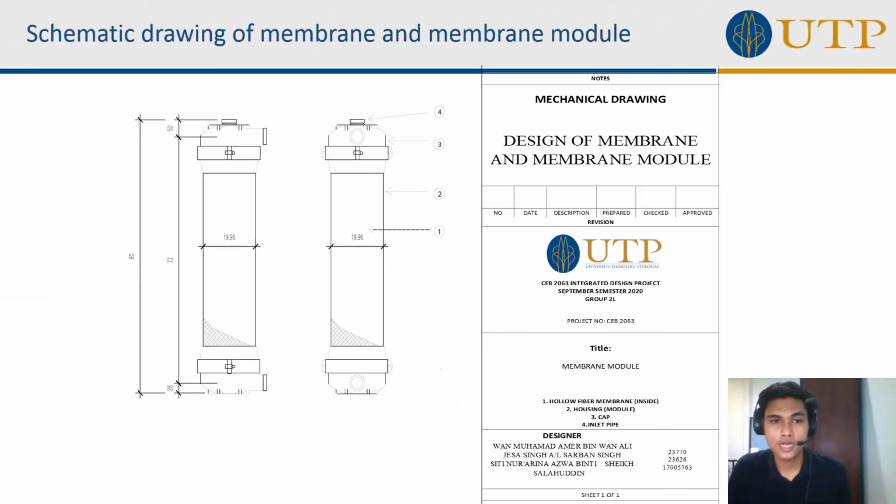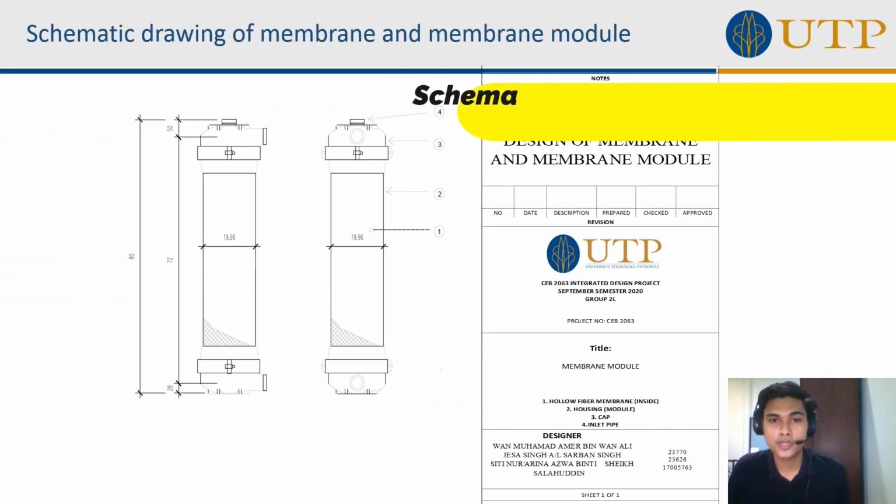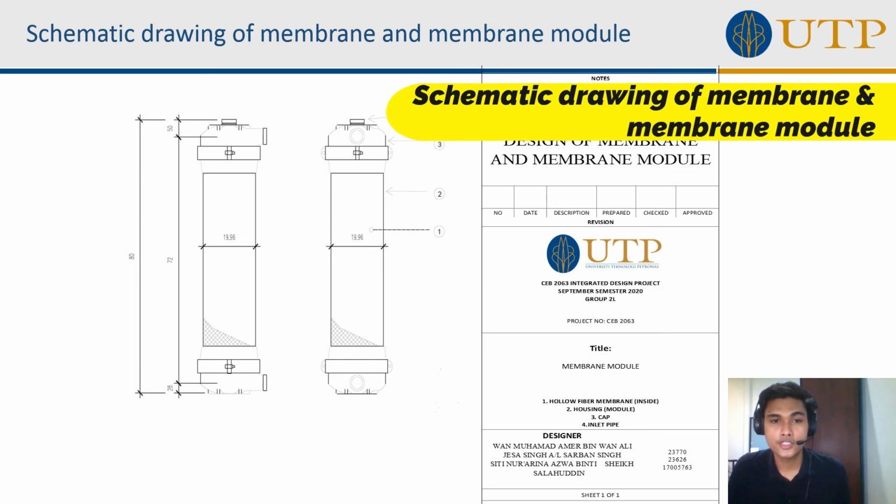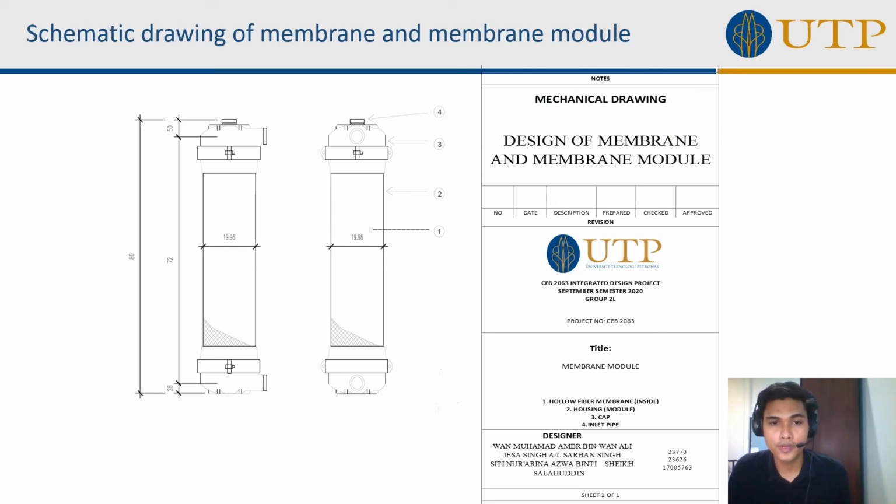Lastly is our schematic drawing of the membrane and membrane module. As you can see, the left side is the front view of our membrane module, which is a cylindrical vessel, while the right side is a side view of the cylindrical vessel. Here is the tangent to tangent length dimension for our cylindrical vessel, while the diameter is stated here, which is 19.96.